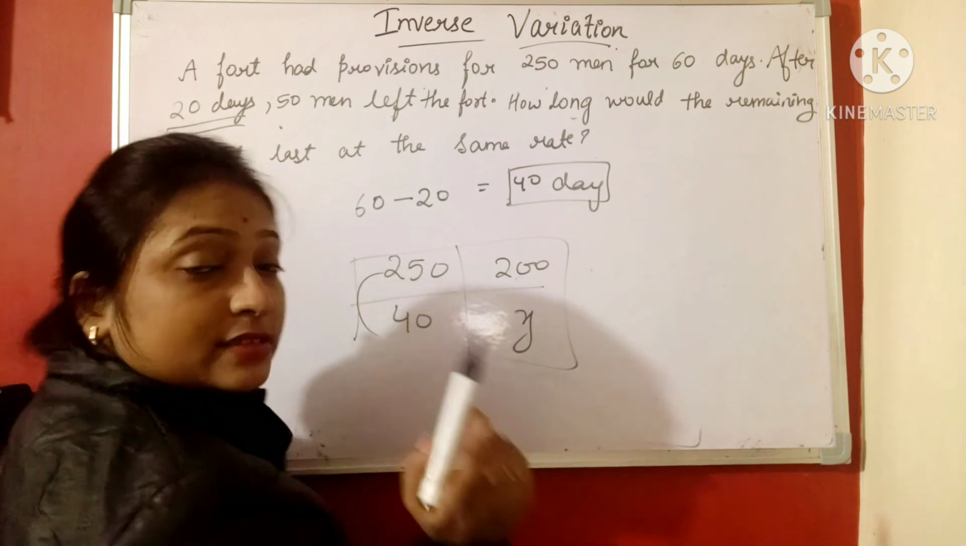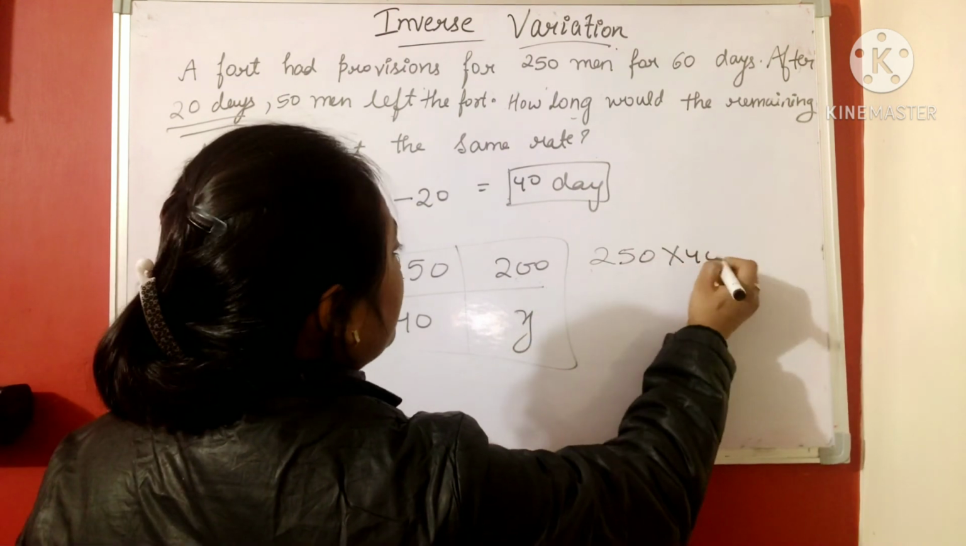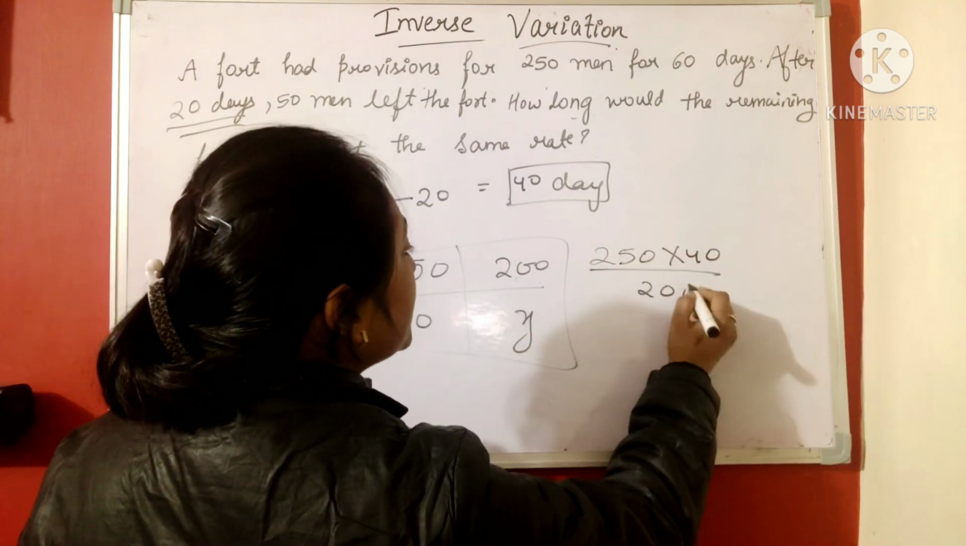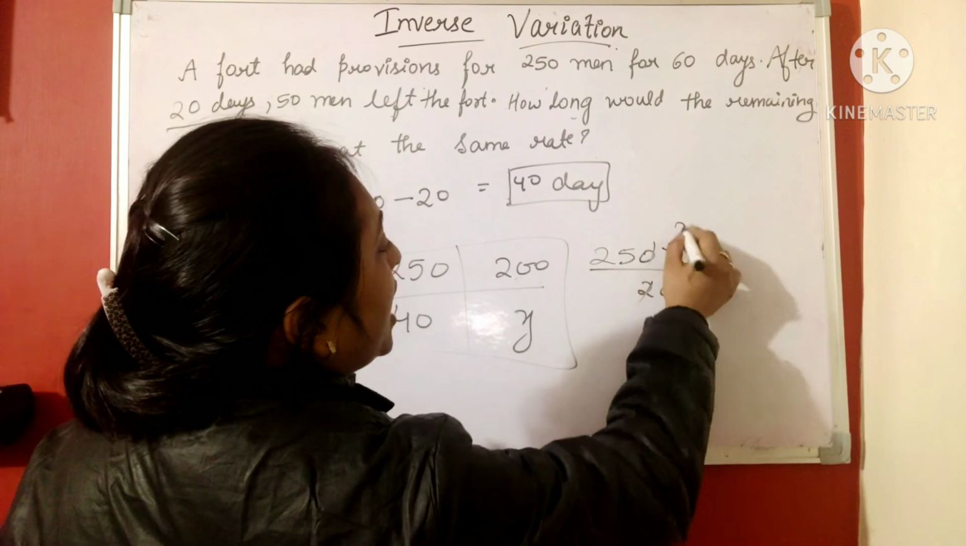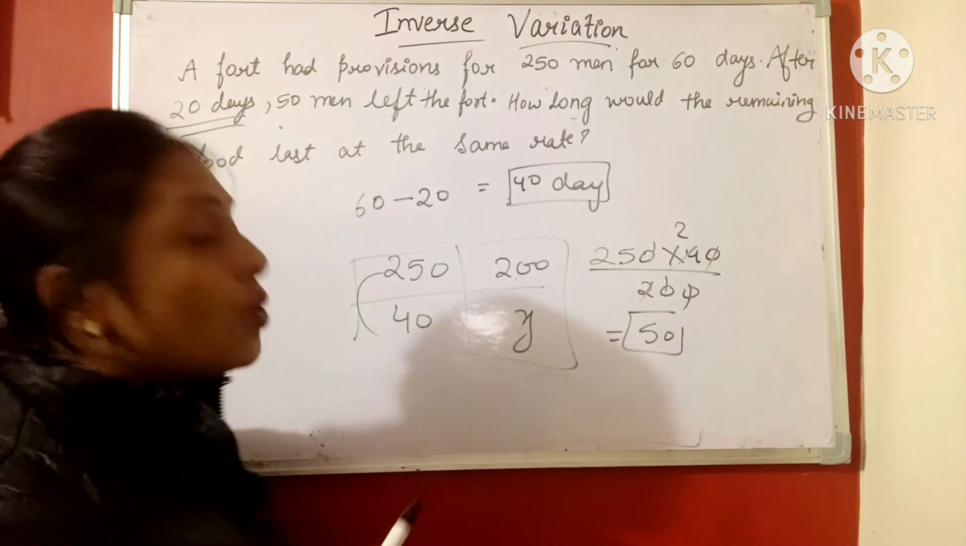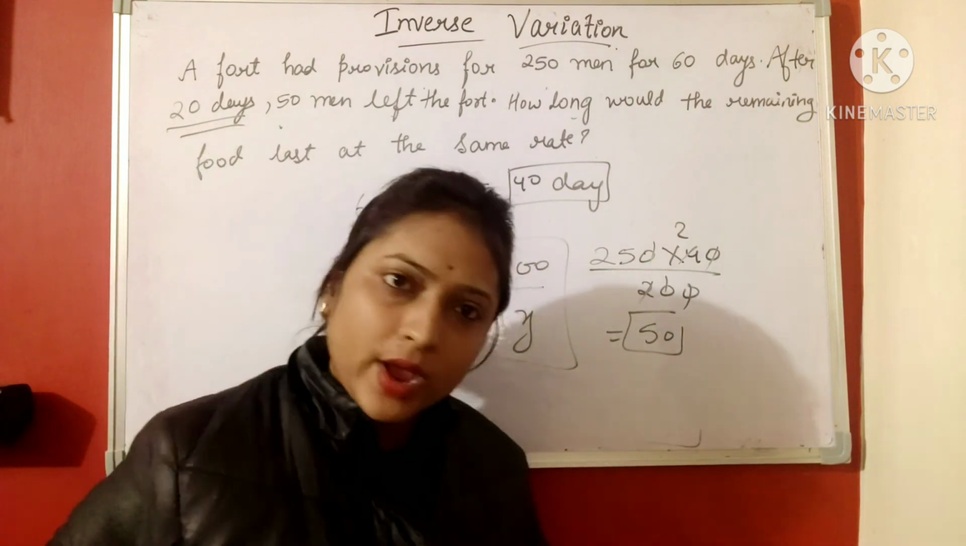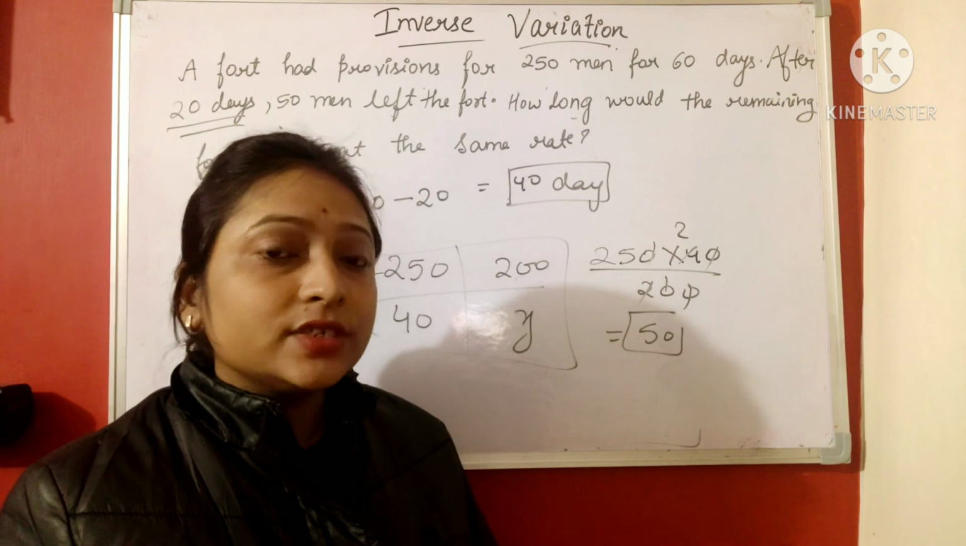So obviously this is a case of inverse variation. We have understood this till now. So we will find the answer, and the answer will be 50. That means 200 people can eat for 50 days. So these were the basic questions of inverse variation.